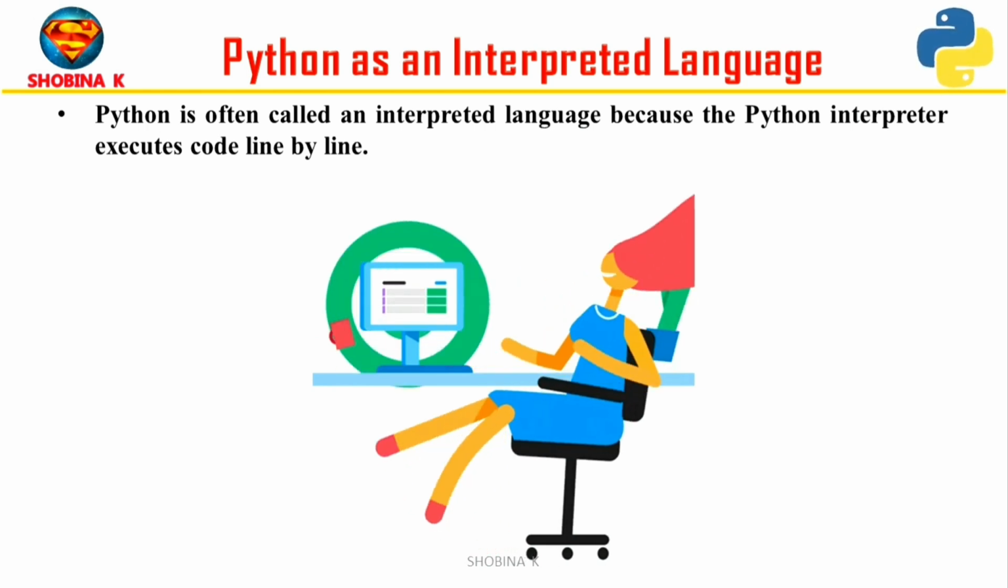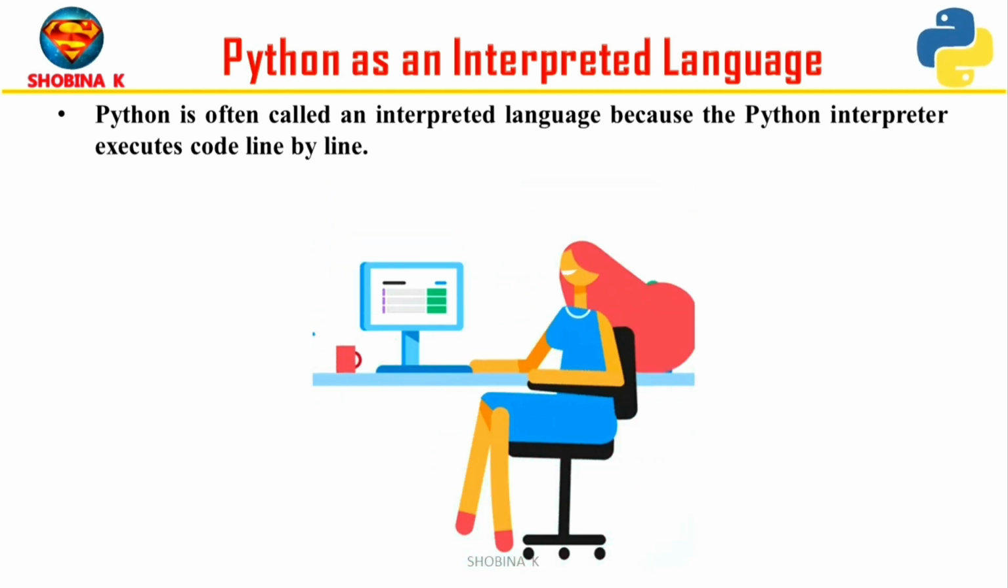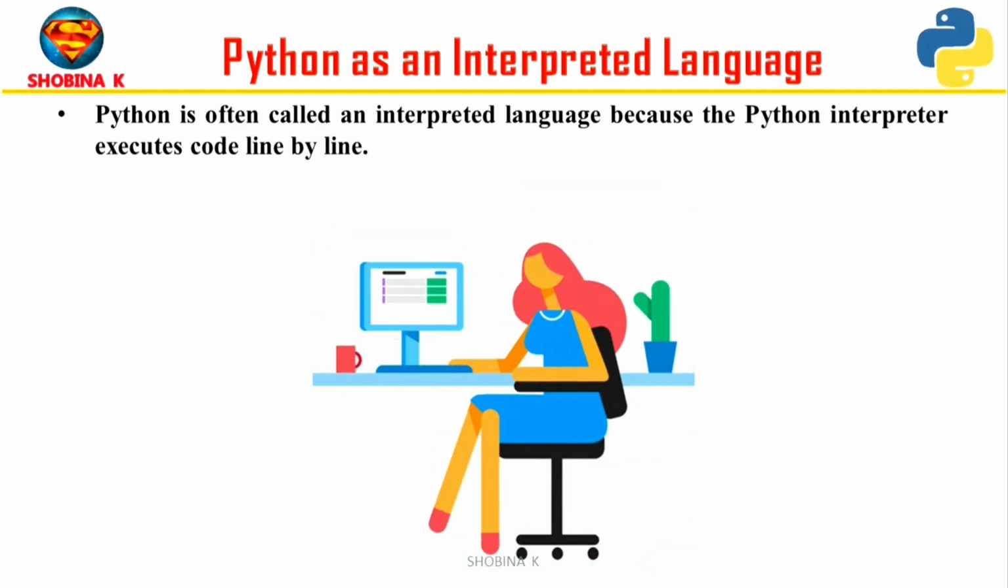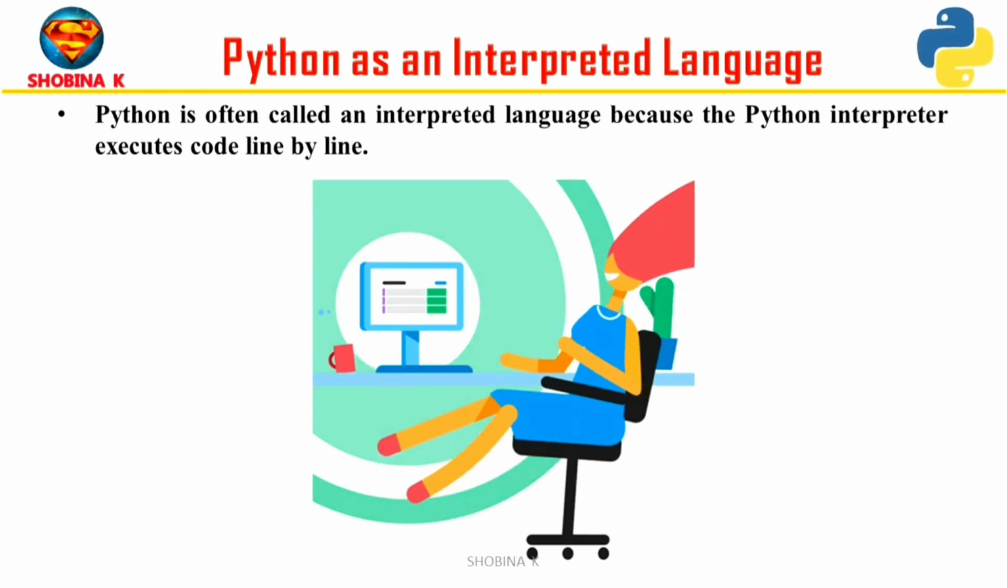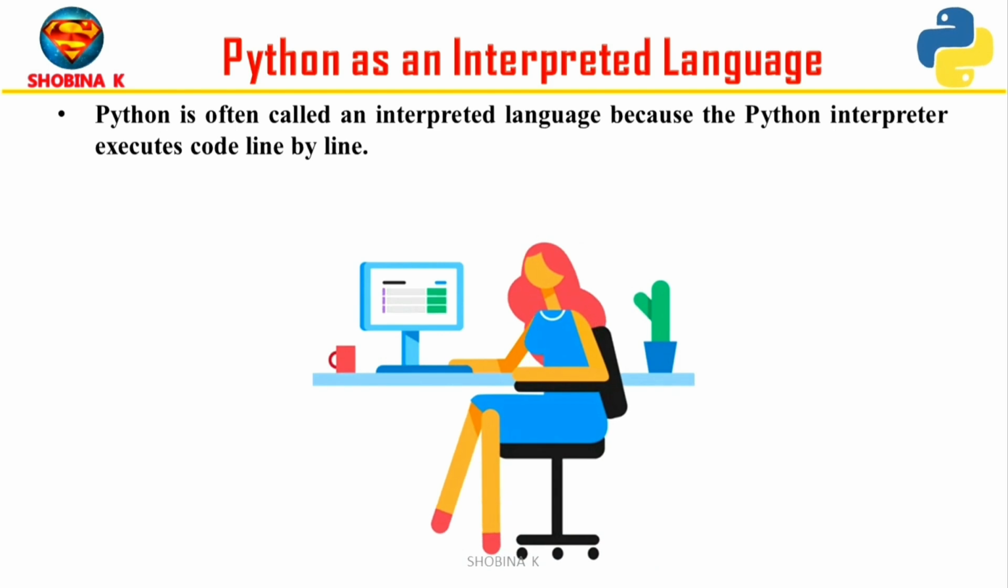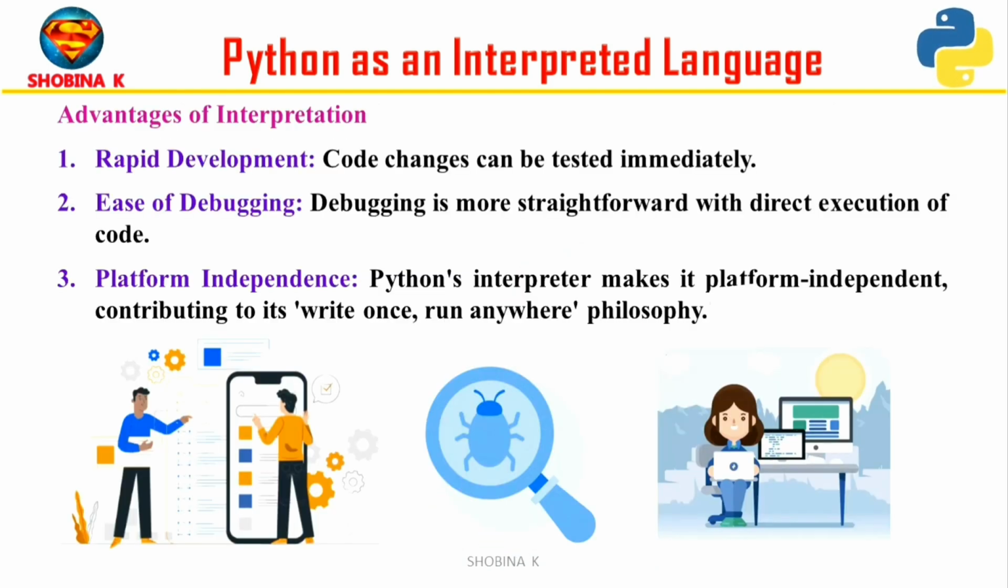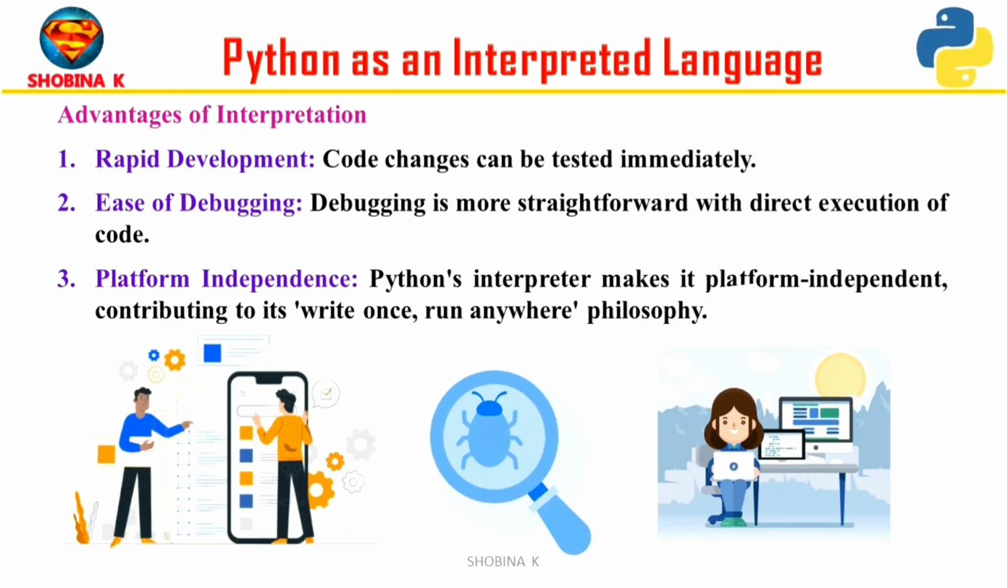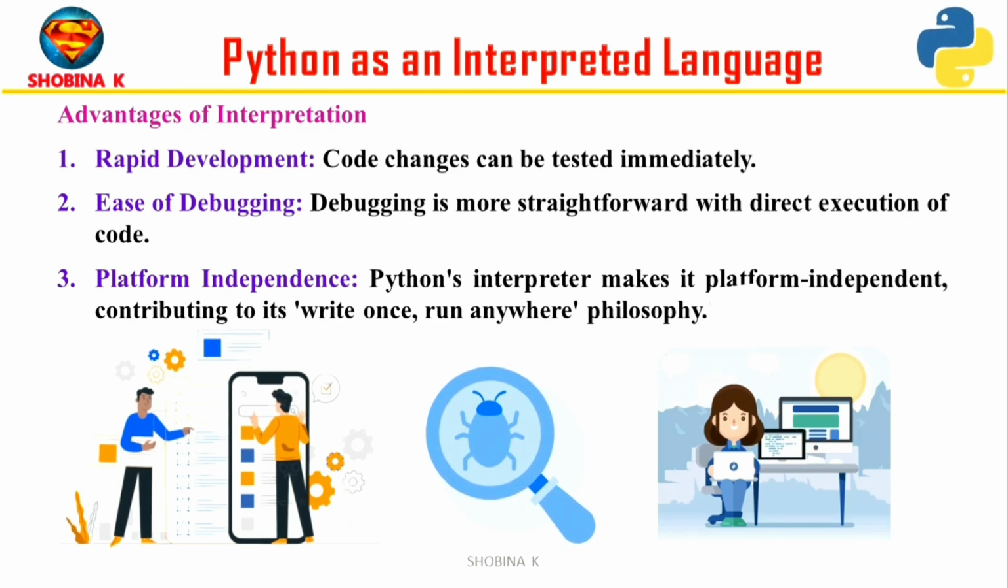But what does that mean? An interpreted language like Python executes the code line by line without the need for a separate compilation step. This results in faster development cycles, allowing developers to see immediate results and iterate more efficiently. Python's interpreted nature brings several advantages. First, we have rapid development. Python's interpreted nature and dynamic typing enable developers to quickly iterate over code changes and see the results immediately.